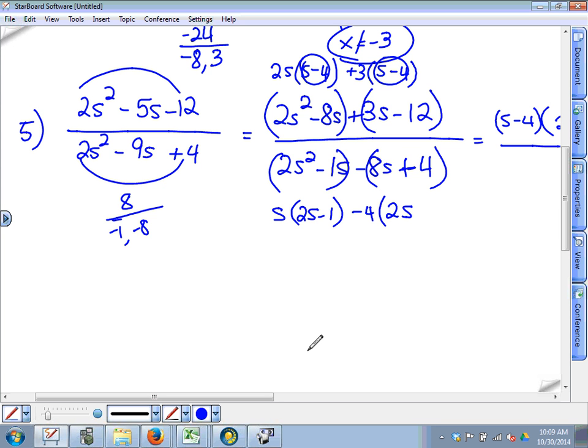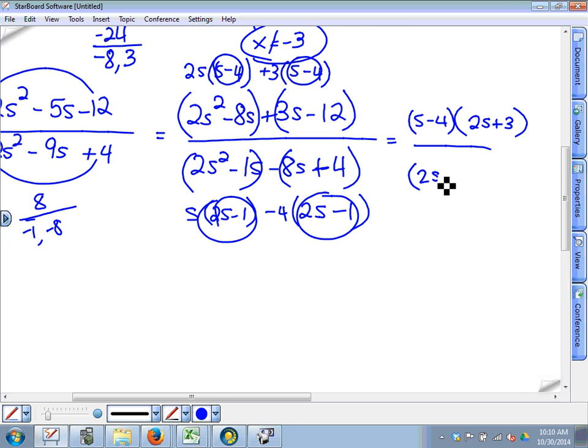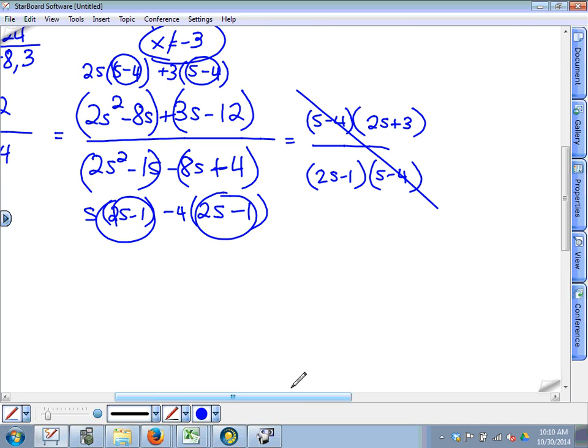Can we still take out a negative 4? If you take out a negative 4 from plus 4, what are you left with? A minus 1. So since you have a 2s minus 1, that's the same on both sides. That becomes one of your parentheses. The other one is s minus 4. And now those are gone. So the final answer is 2s plus 3 over 2s minus 1.